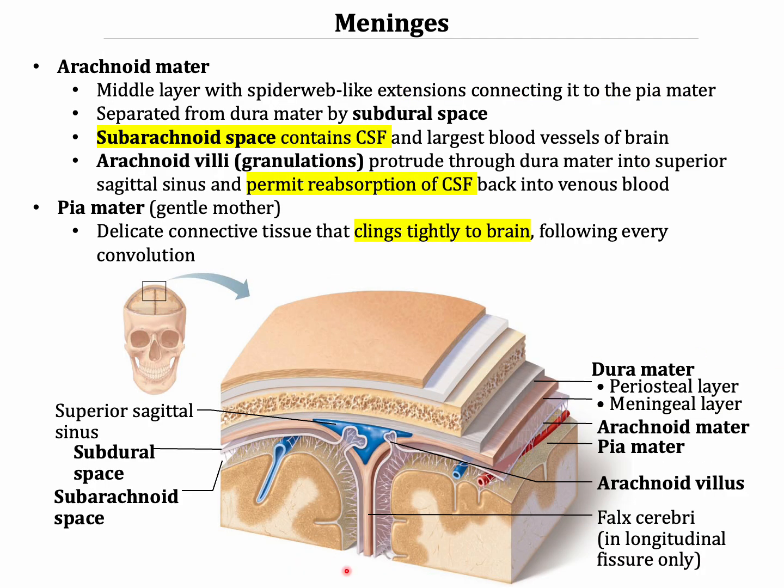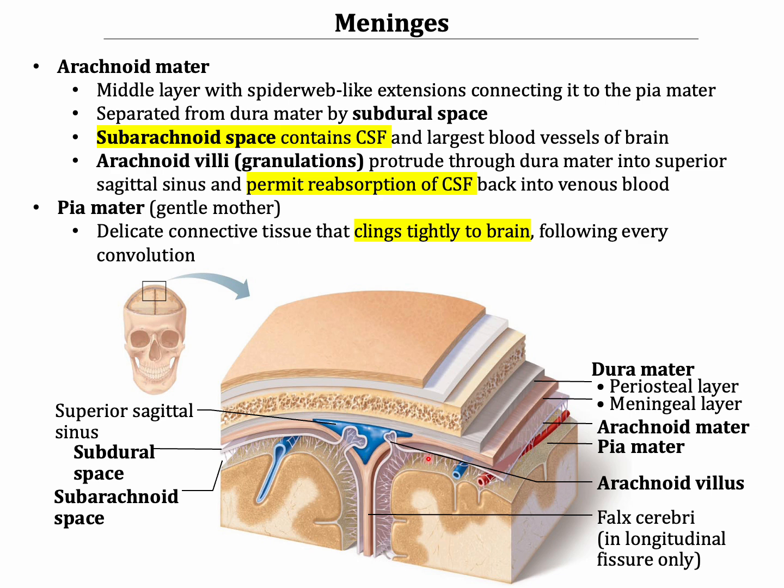Next layer is the arachnoid mater. So it's shown in this kind of transparent layer with all these weird little fibrous extensions. We have two spaces that are formed with the arachnoid mater. The subdural space is between the dura mater and the arachnoid mater. And then the subarachnoid space is below the arachnoid mater, and it contains cerebrospinal fluid.